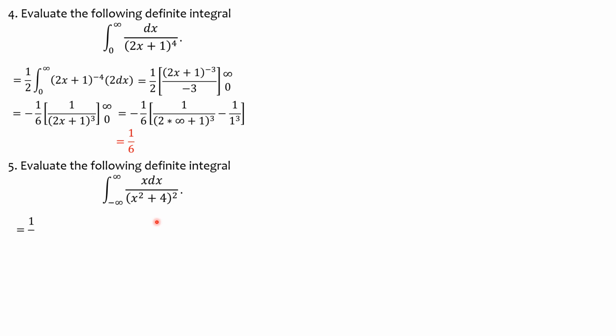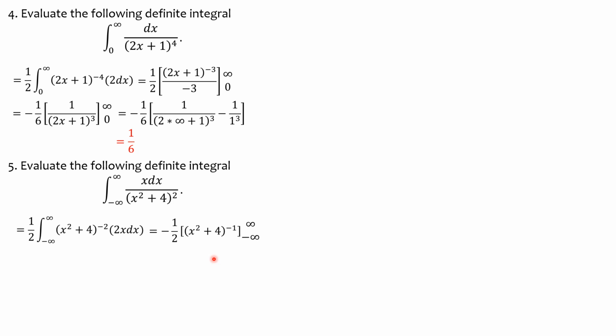So I'll introduce 1/2. Integral from negative infinity to infinity of quantity x squared plus 4 to the negative 2 times 2x dx, which is the same as that. And we can apply the power formula here because this is in the form 1/2 integral of u to the negative 2 du. So therefore, this is 1/2 quantity x squared plus 4 to the negative 1 over negative 1 from negative infinity to infinity, or negative 1/2 of quantity x squared plus 4 to the negative 1.